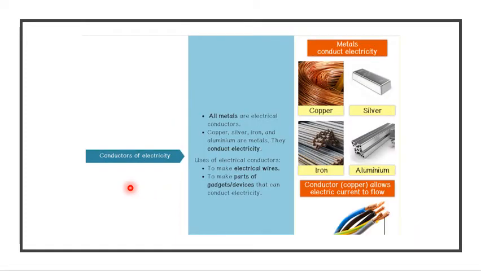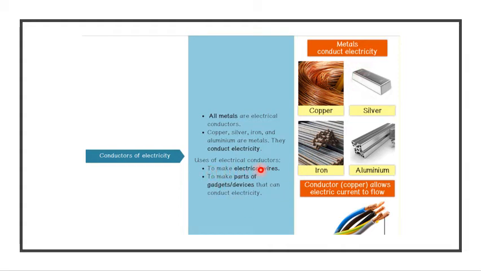Okay, we go to conductors of electricity. All metals are electrical conductors, such as copper, silver, iron, and aluminium. They conduct electricity. Copper, silver, iron, aluminium. These are metals that conduct electricity.